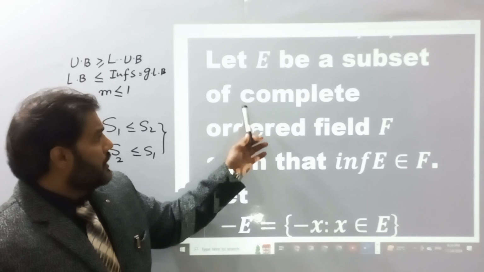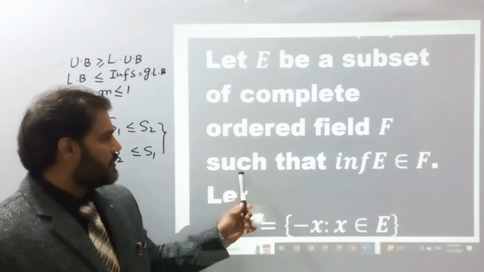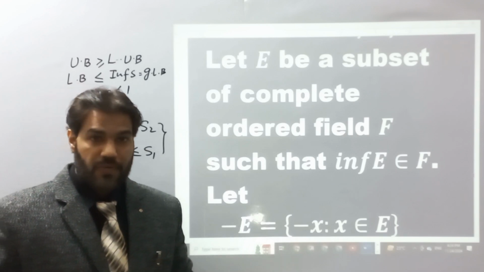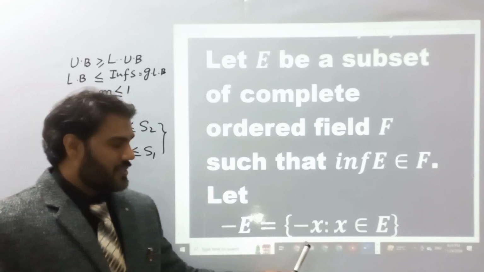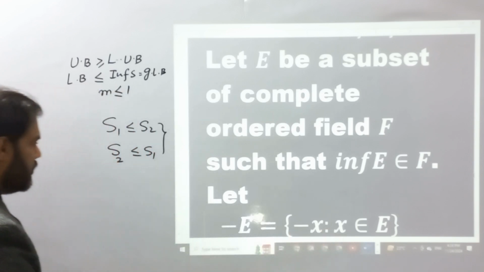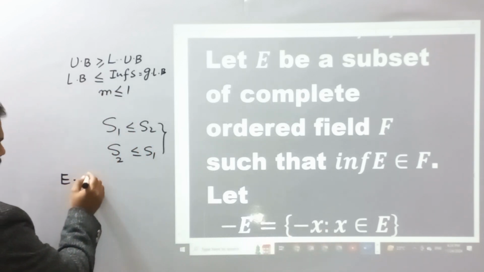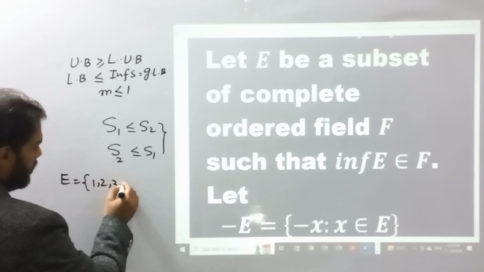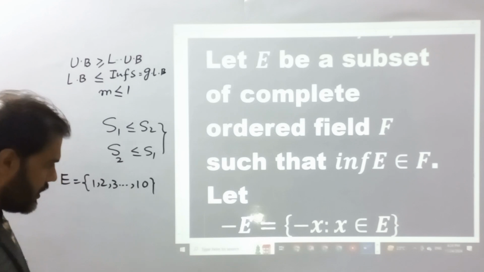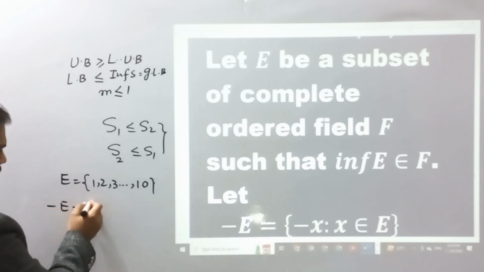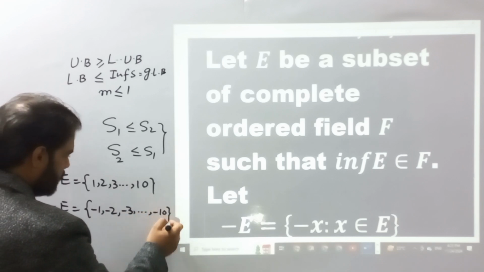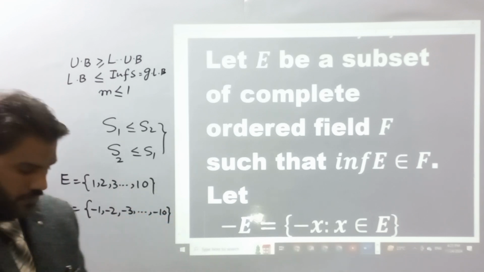We have to show that if E is a subset of a complete ordered field F such that the infimum of E exists in F, let us define a new set minus E that consists of all the negatives of the elements of the set E. For example, suppose our E is 1, 2, 3 and so on up to 10. Then minus E will be minus 1, minus 2, minus 3, and so on up to minus 10. This will be minus E.